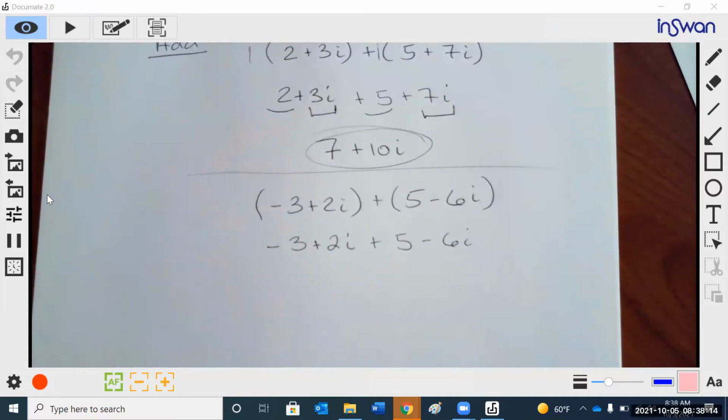Since there aren't any coefficients and they're all positive coefficients, we just drop the parentheses. So just get rid of those. Combine like terms. Negative 3 plus 5. 5 is bigger, so the answer is positive. 5 minus 3 is 2. 2i minus 6i. 6 is bigger, so it's negative. 6 minus 2 is 4i.